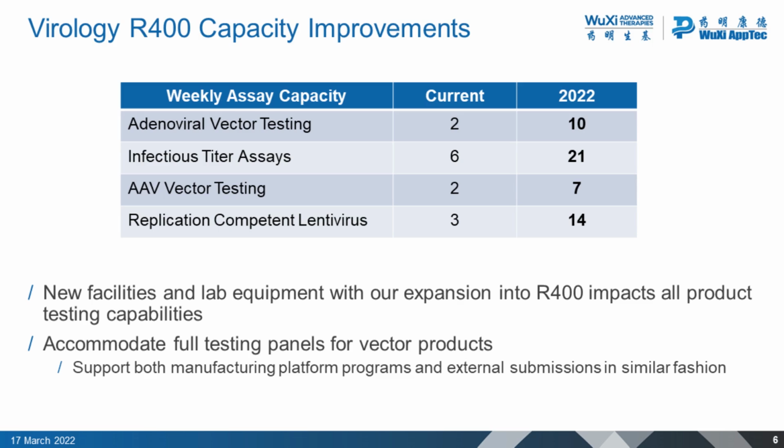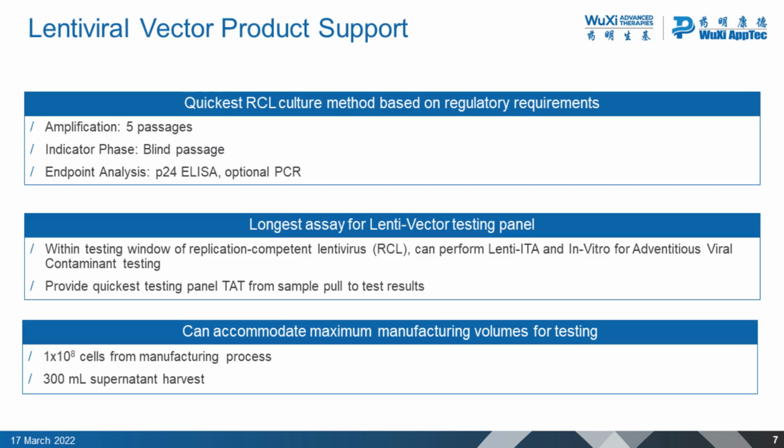So in terms of a vector panel of testing, where you may want to submit for an infectious titer assay or a replication competence assay, we can accommodate the full testing panel for your vector product, whether it be an adenoviral vector, an AAV vector, or a lentiviral vector. So an example of that would be if we were to support a lentivector product.